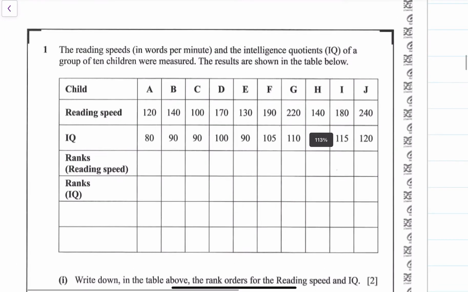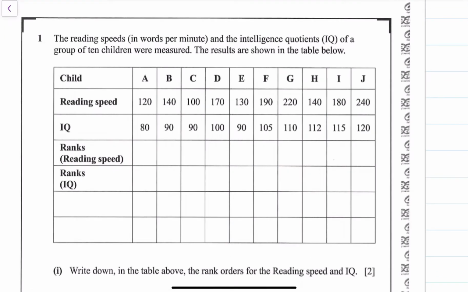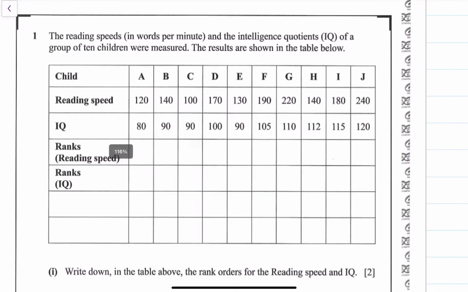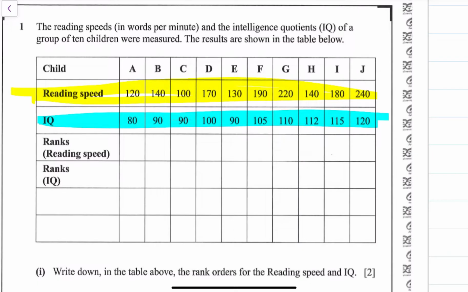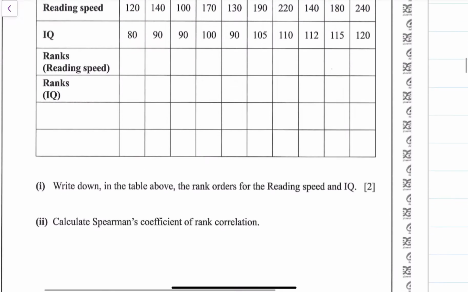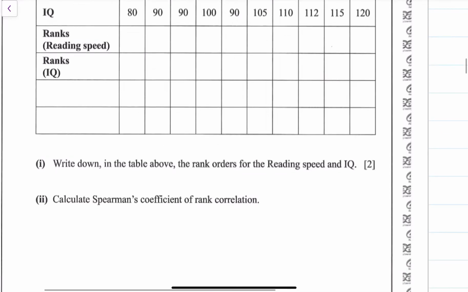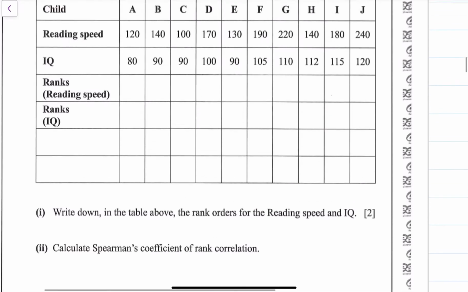It says the reading speeds in words per minute and the intelligence quotients, that's your IQ, of a group of 10 children was measured. The results are shown in the table below. So you've got reading speeds here, and then you've got their IQ as well. Now what you've got to do, it says write down in the table above the rank order for the reading speeds and IQ, and then you've got to go on and calculate Spearman's coefficient.